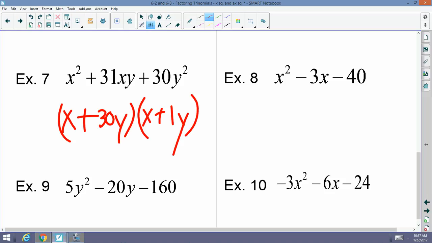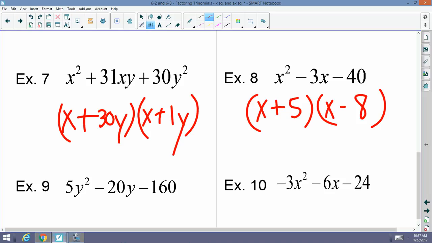How about this bad boy? X squared minus 3x minus 40. What's my setup look like? X plus, x minus. Okay, what times what is negative 40, but when added together is negative 3? Perfect. Positive 5, negative 8. Because 5 times negative 8 is negative 40. 5 minus 8 is negative 3.